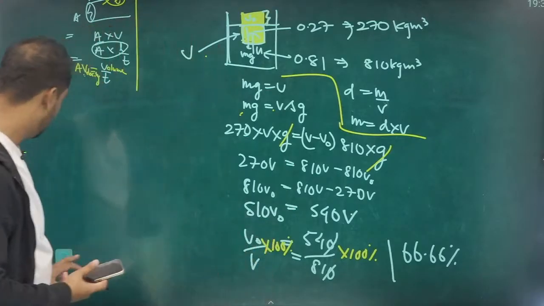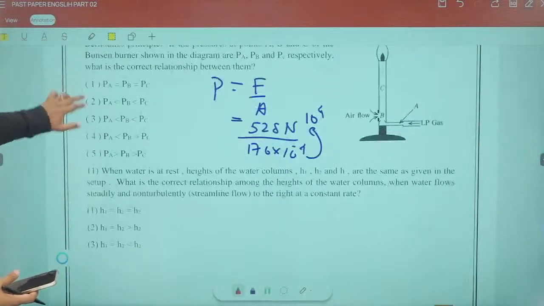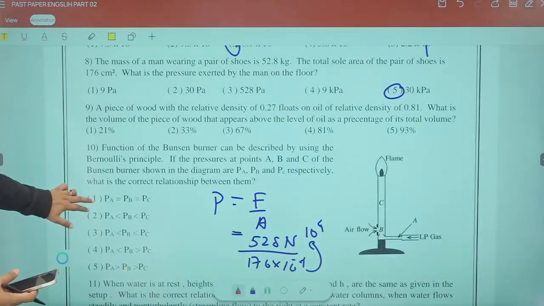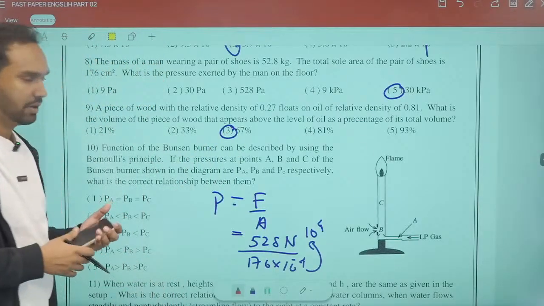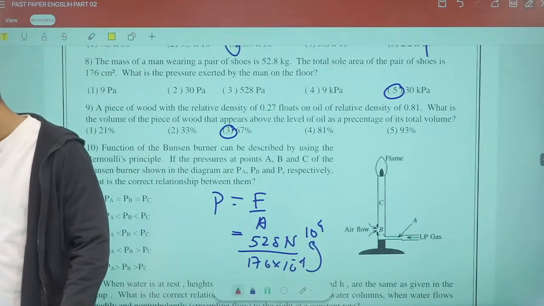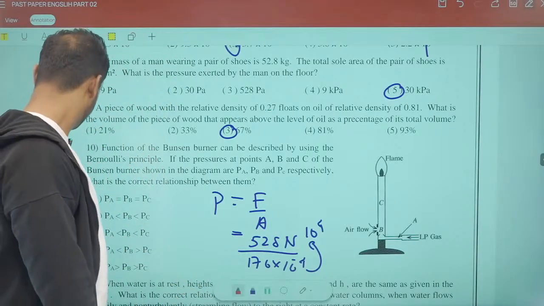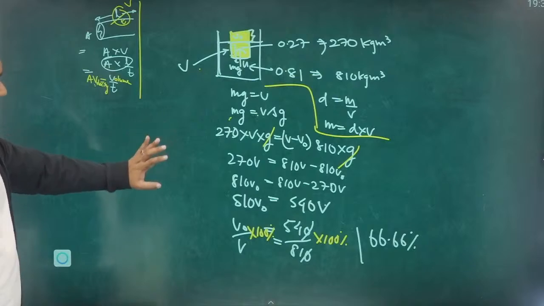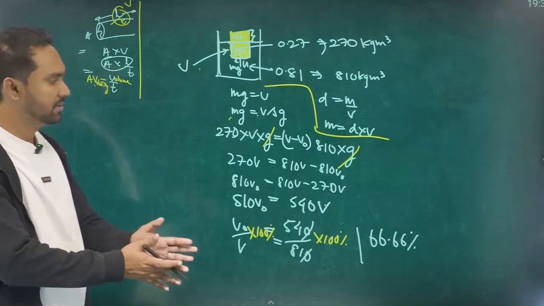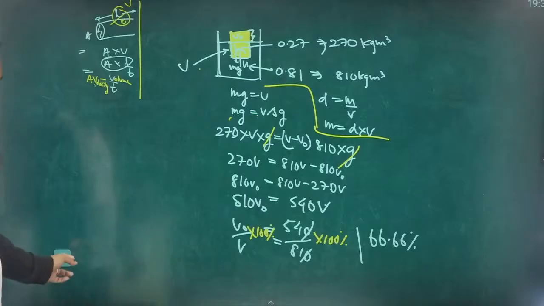Is there an answer? Yes, so 66.6 rounds off to 67. Understood it? The fluid questions are somewhat good. Hope you understood it.